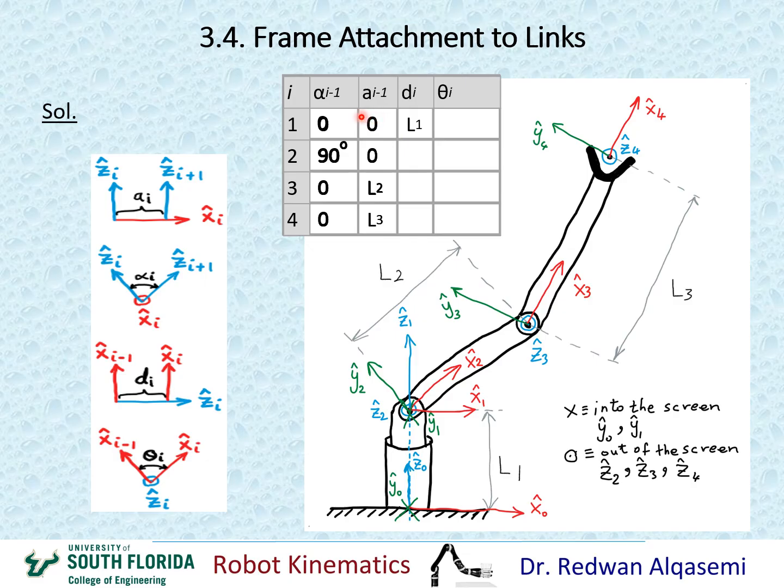Again, remember, these two columns are constants, no variables. And since all three joints are revolute joints, that means we expect that all of the D column entries are constants.